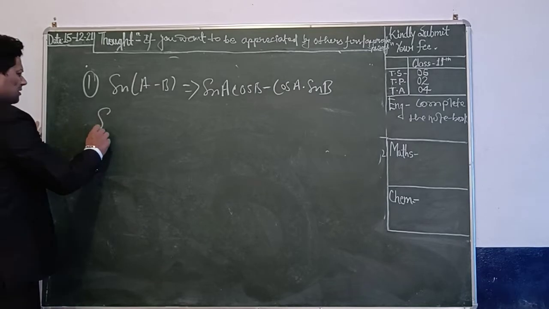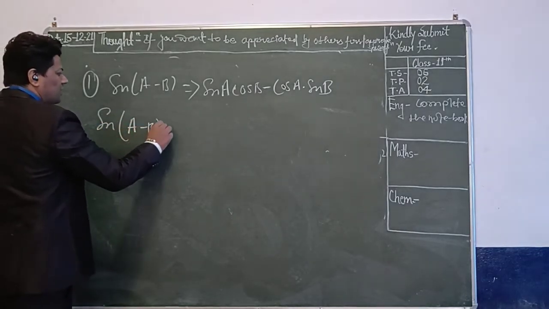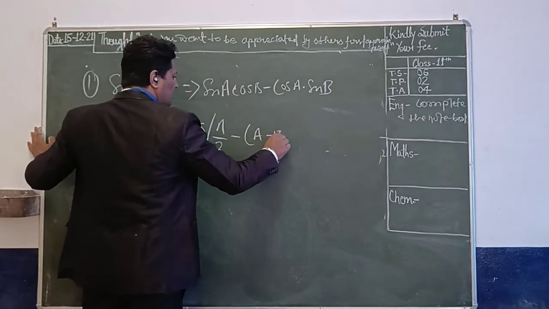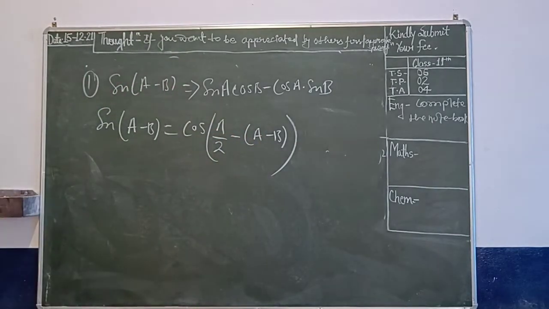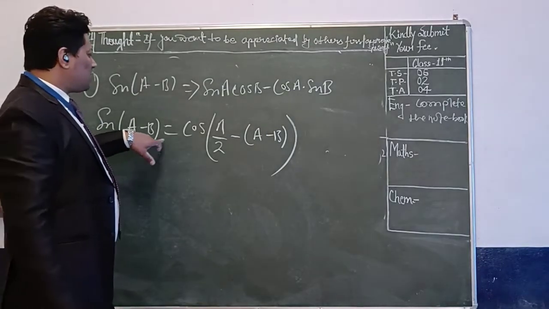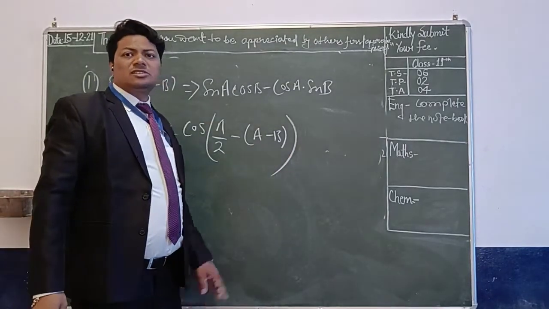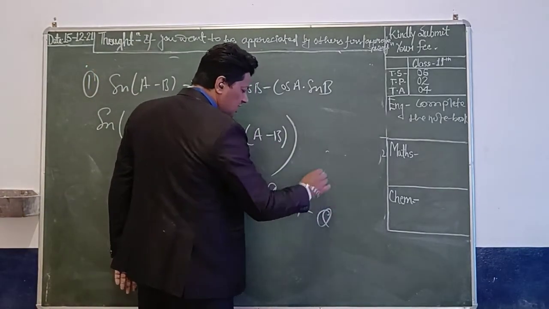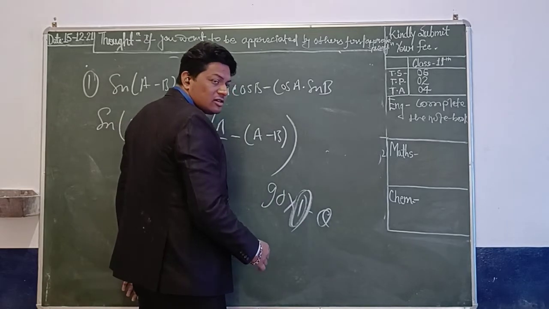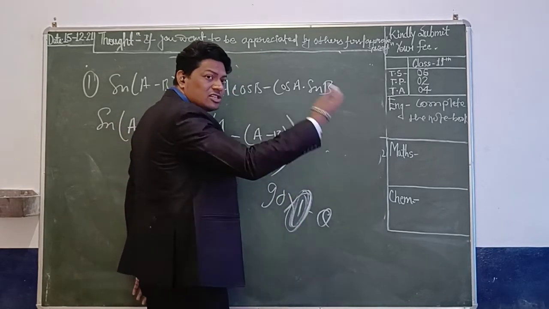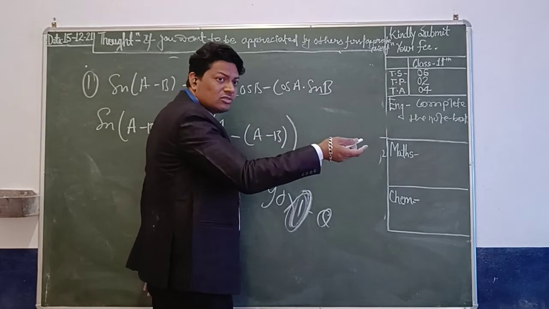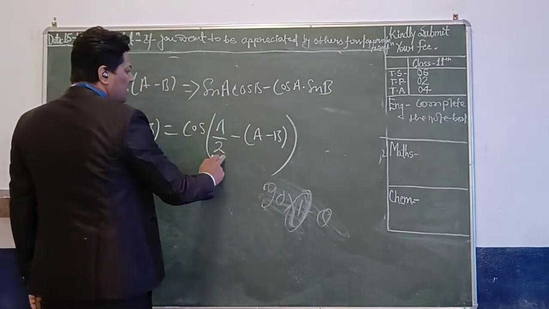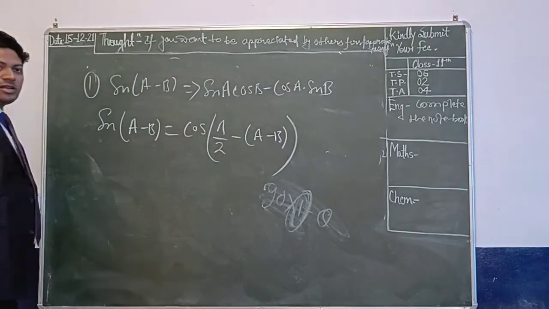Everybody knows, you can write sin A minus B as cos pi by 2 minus A minus B. You can write sin A minus B equal to cos pi by 2 minus A minus B. Means 90 minus theta. 90 minus theta means 90 into 1 minus theta. If this one is odd, sin will change into cos, and cos will change into sin. In the same manner, sin A minus B equal to cos pi by 2 minus A minus B. Both are equal. Is it clear?